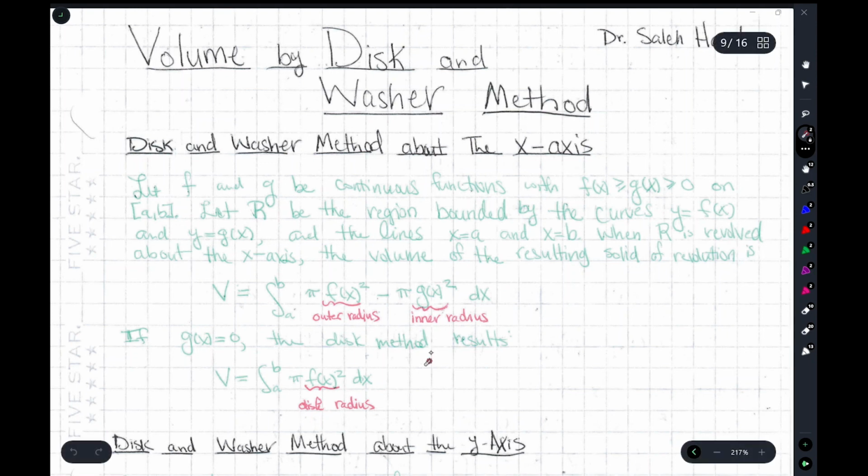But the basic formula is this for the washer method. You have a function, and you basically have an outer radius. If you take a look at the area of a circle, it's pi r squared, right? So here your f of x will be the outer r, and your g of x will be the inner r, and you'll get pi f of x squared minus pi g of x squared. Now the disk method is the washer method with g of x equals 0. So you just don't have an inner radius. So it's not really anything different.